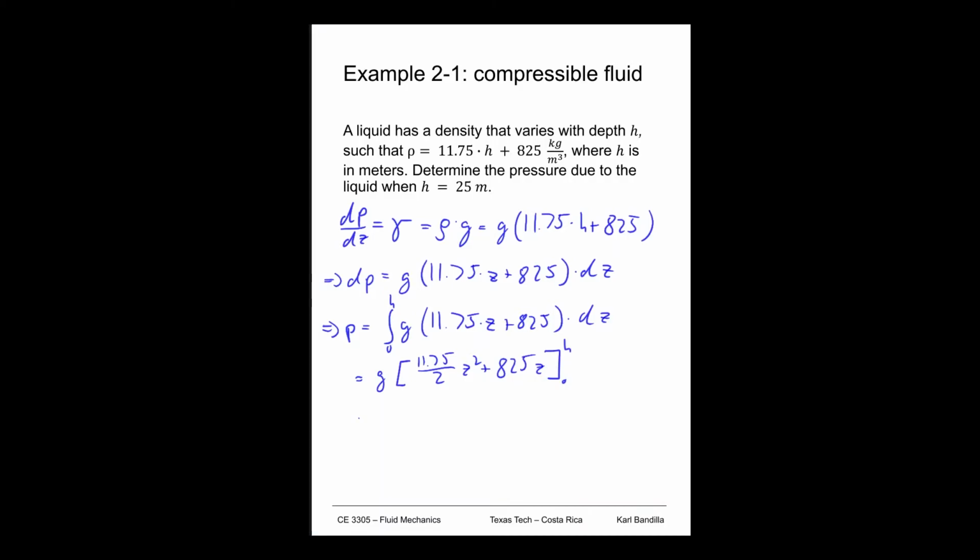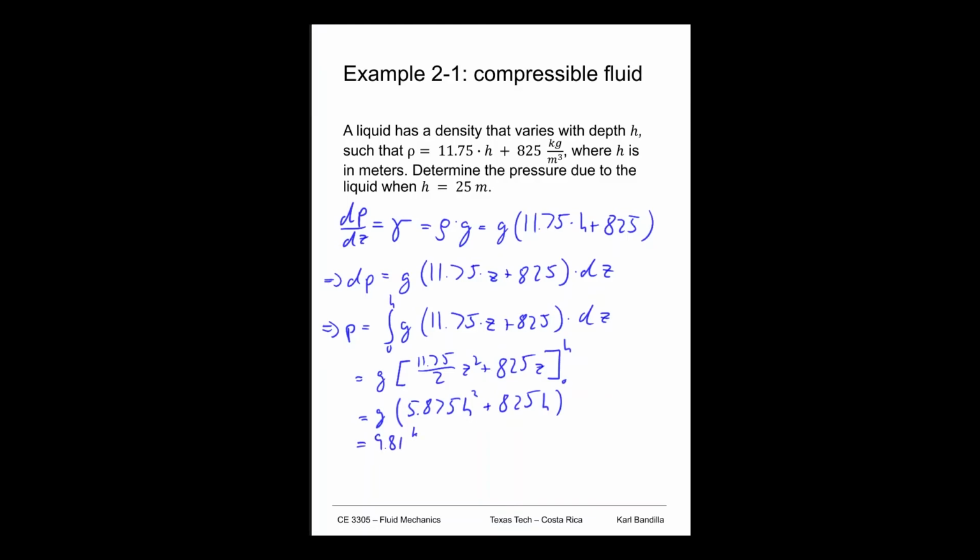All right, so what does that give us? The zeros are going to drop out, so we can say g times 11.75 divided by 2 is 5.875. We plug it in, so it'll be h squared plus 825h, and that's it. Plug in values.